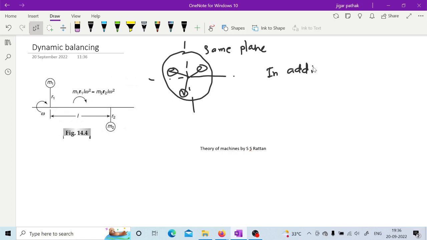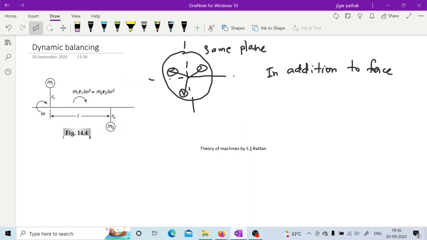Sorry, interrupting, sir. How could it be the same plane? Because the quadrants are different. Quadrants are different but the plane is same, no? Okay, sir.